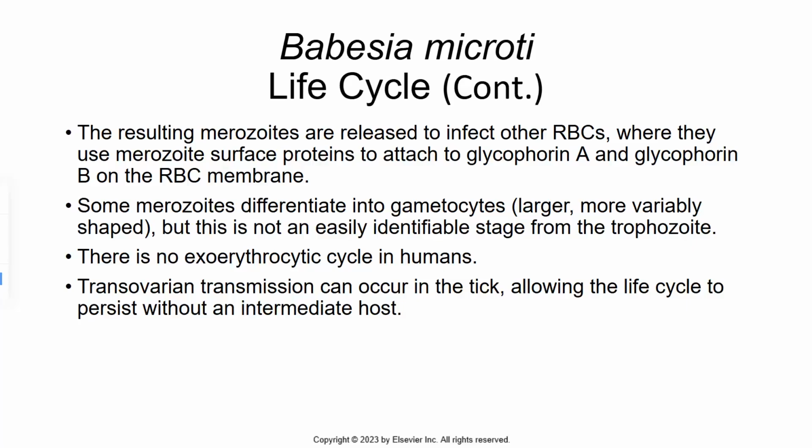Some merozoites differentiate into gametocytes, but this is not an easily identifiable stage from the trophozoite. There's no exoerythrocytic cycle in humans. Transovarian transmission can occur in the tick, allowing the life cycle to persist without an intermediate host.